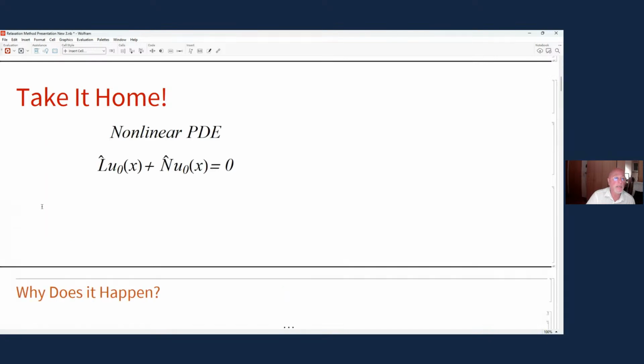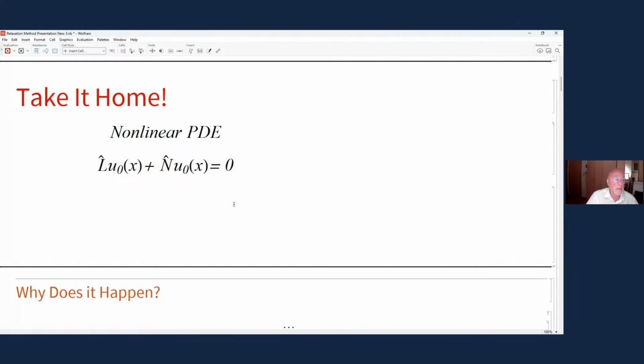So what I would like you to take home with you. Assume that we have a partial differential equation, a stationary one. Here L is the linear operator, u naught is the dependent variable or a set of dependent variables, x is an independent variable or a set of independent variables, and N is a nonlinear operator.